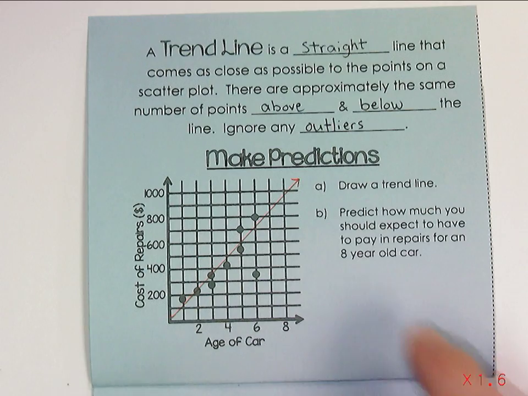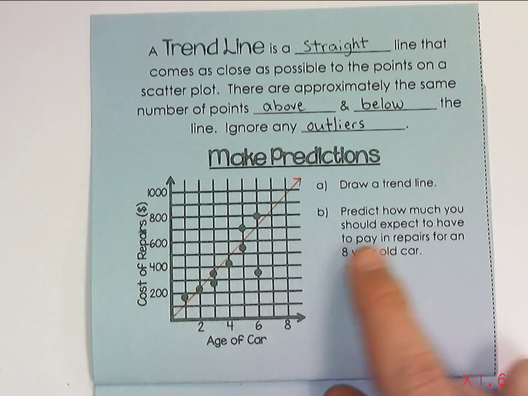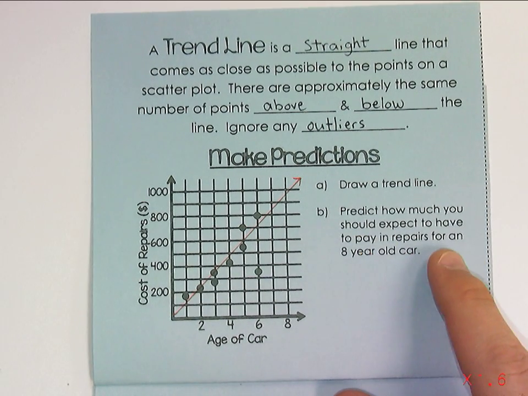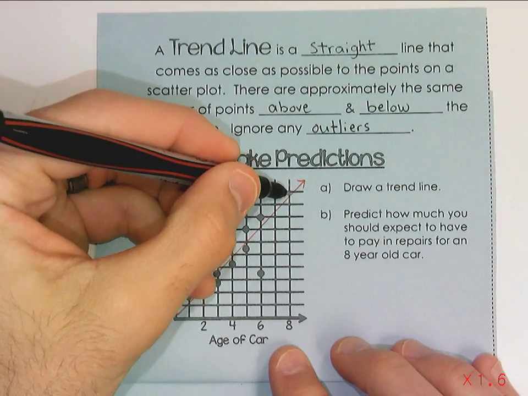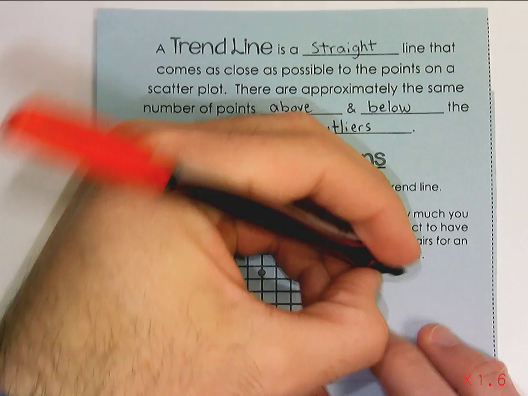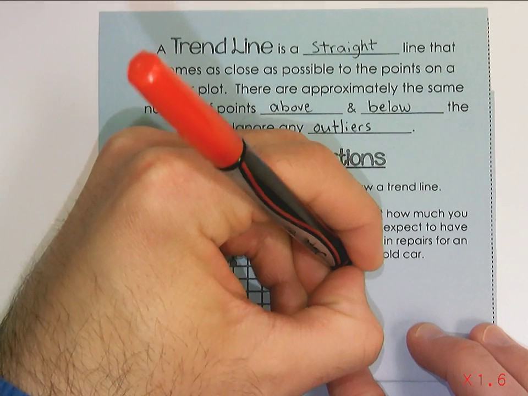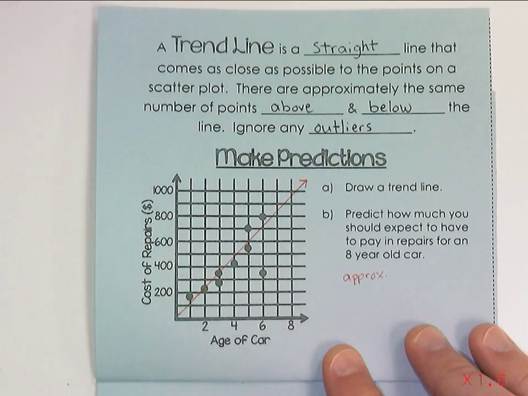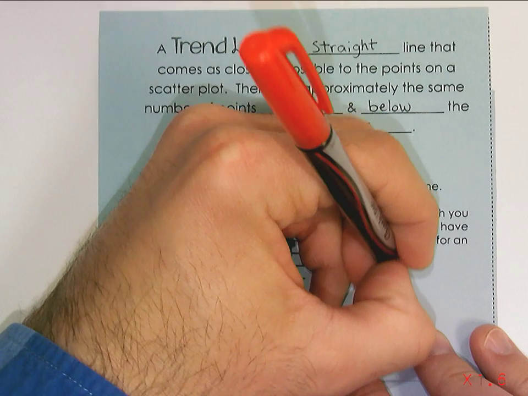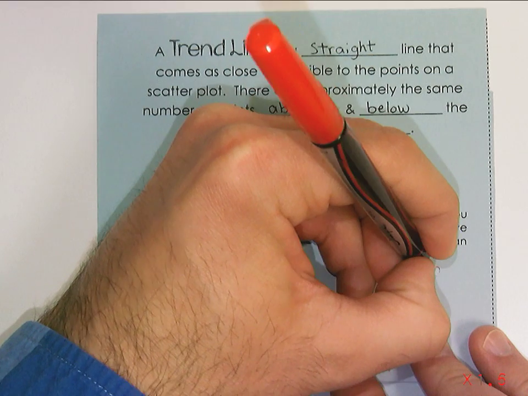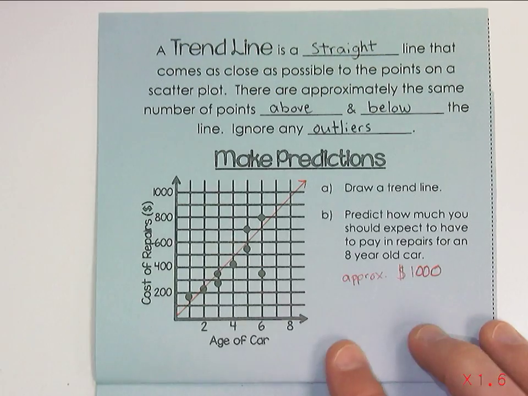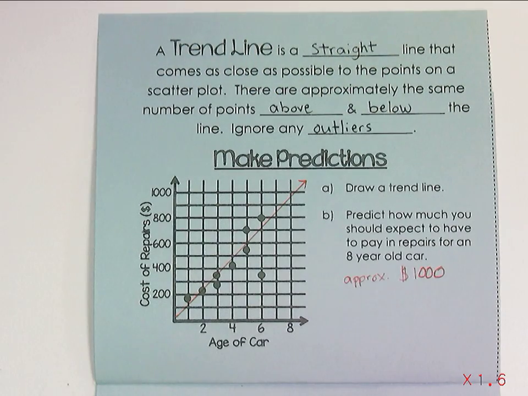So based on what I see here, it says predict how much you should expect to have to pay in repairs for an 8-year-old car. Well, I would predict around $1,000. It's pretty close to that. So I'd say approximately $1,000. So sometimes we're just asked to look at the data and make predictions that way.